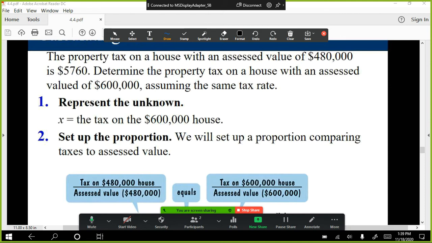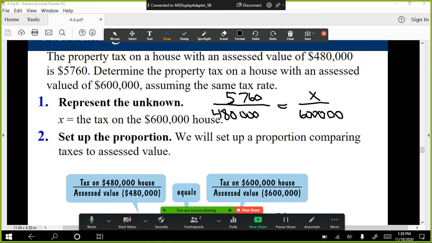So if we've got two things we're comparing, we've got to make sure we keep the fraction the same. So I'm going to put the tax, which is 5,760, over the value of the house, which is 480,000, equals, and we're looking for the amount of tax on a house that is 600,000. So if you notice, it works the same way. I cross multiply and divide.